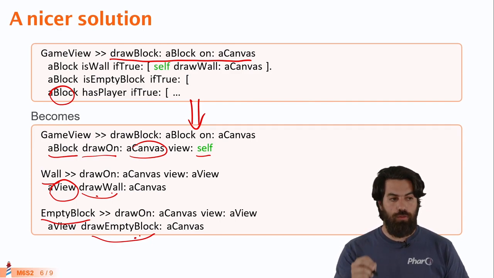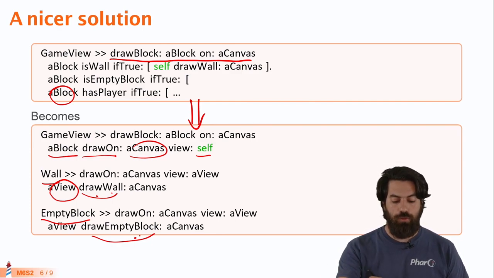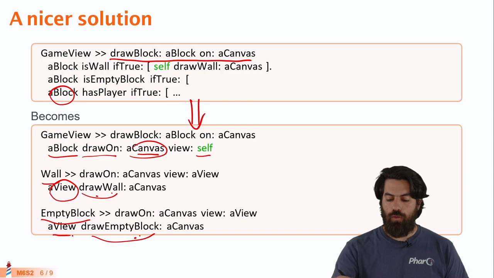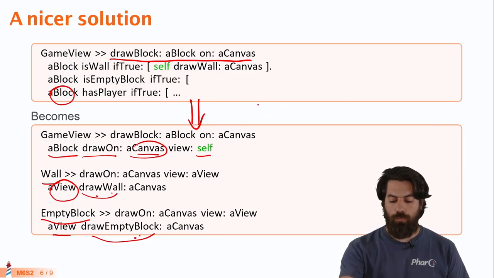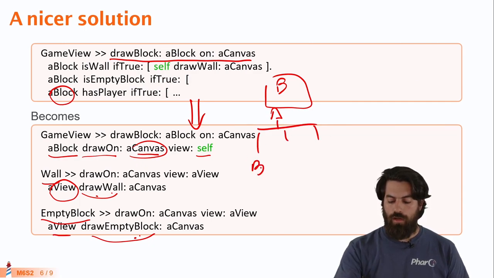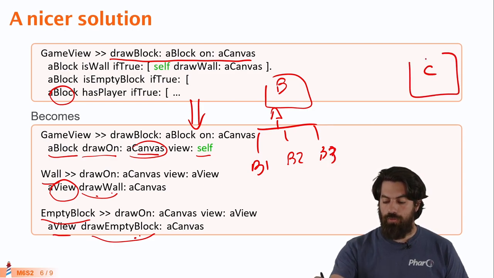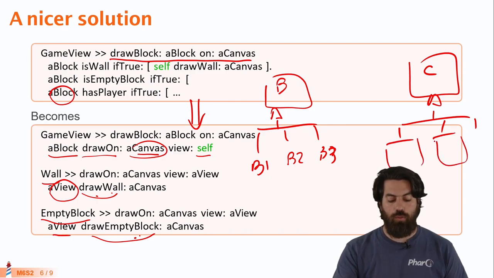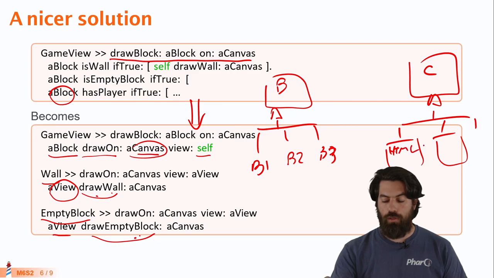What this solution helps us to do is, for example, have different kinds of canvases and views to be able to draw. So we are doing double dispatch between the different kinds of blocks. We have the block hierarchy, block 1, block 2, block 3, and then we have canvases or views, and we can have different kinds of canvases to draw differently. For example, we could have an HTML view that will draw in one way, and we could have a vectorized or a 3D canvas that will draw in a different way.